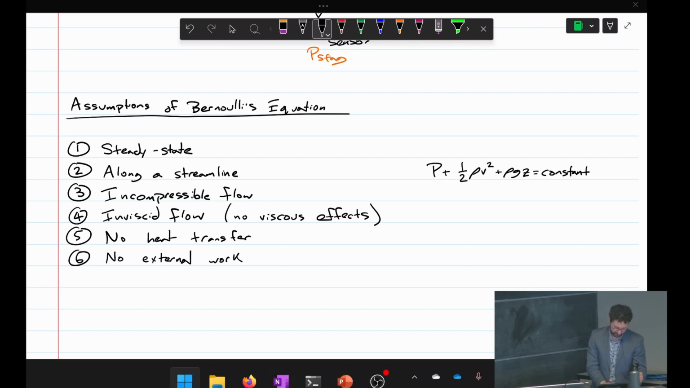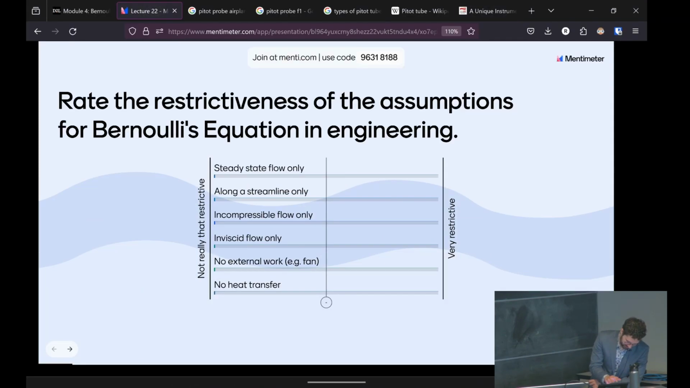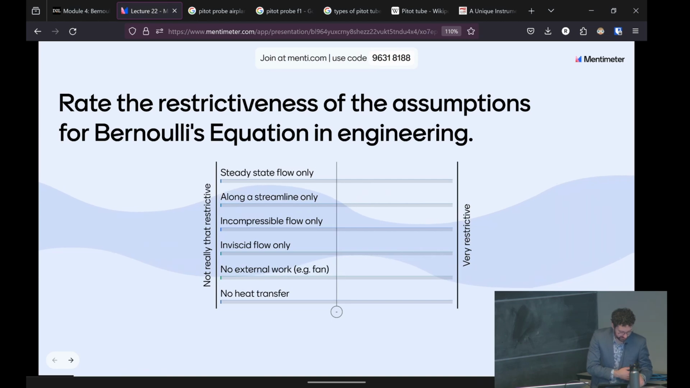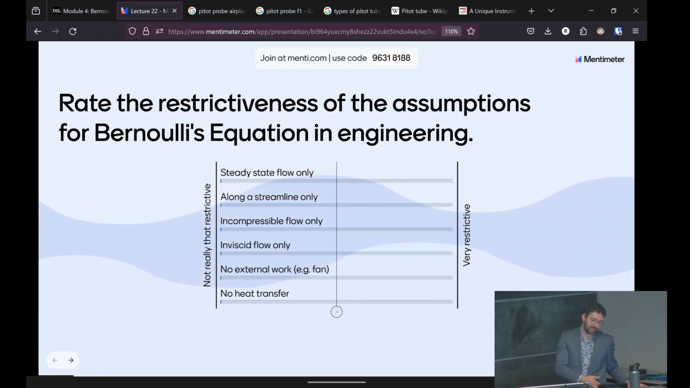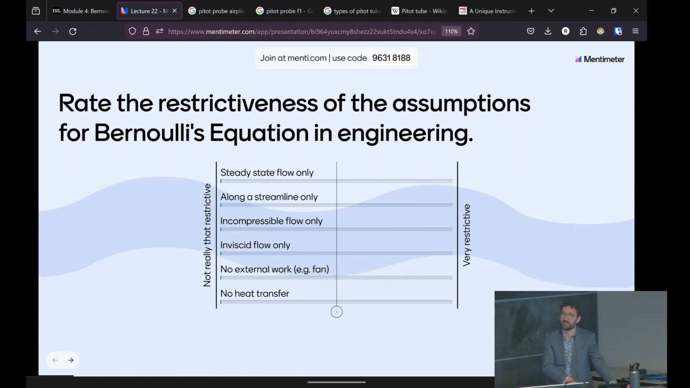Okay, we'll finish off with some interactive stuff. So I'm going to try this and see how it goes. Again, the Menti and the code is at the top there. I'm going to ask you guys to rate the restrictiveness of all these assumptions for engineering problems. Do you feel like that's a really restrictive assumption? Or do you think, yeah, most flows that doesn't really apply, so it's not that restrictive?